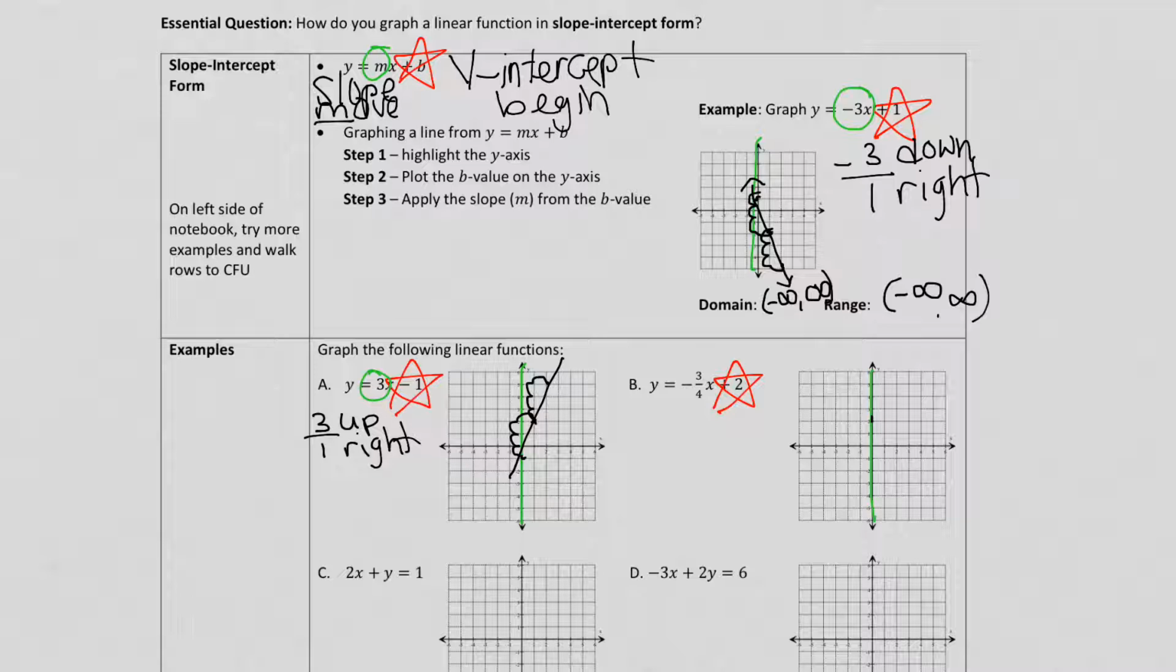And then I'm going to find my slope. For this, it's already in a fraction. So it's negative 3 over 4. Negative means down, positive 4 is to the right. So from my b value, I'm going to go down 3, 1, 2, 3, and to the right 4. 1, 2, 3, 4. There is my next point. I'm going to connect it, and we're done with that problem.